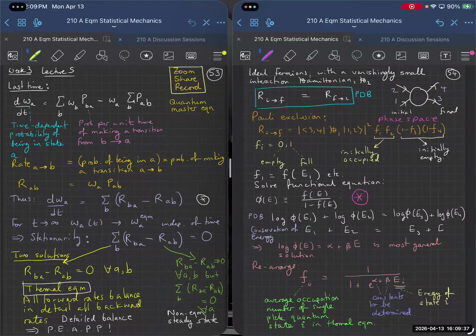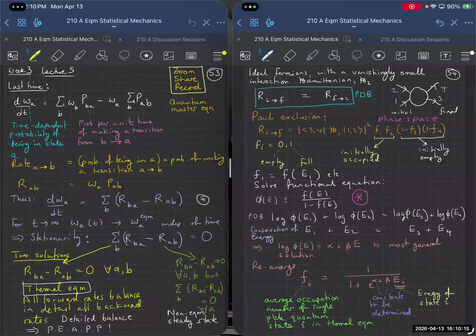And then what we said was, well, the actual functional equation turns out to be the one I've written below that. Log of phi of E1 plus log of phi of E2 is log of phi of E3 plus log phi of E4. And we're trying to find what is the function phi of E that satisfies this. And it's not just that one equation. We also have the conservation of energy. So we know that E1 plus E2, the energy in the initial state, and the energy in the final state are equal. So E1 plus E2 is equal to E3 plus E4.